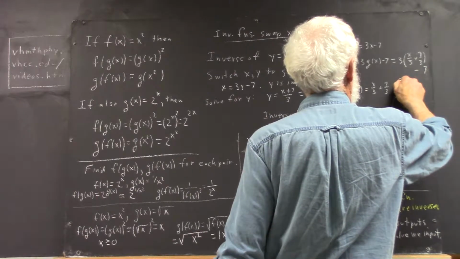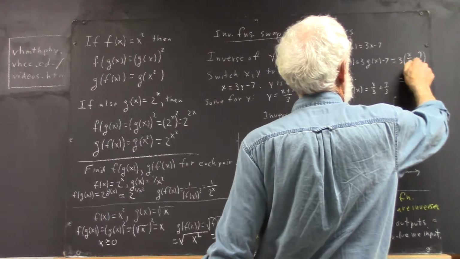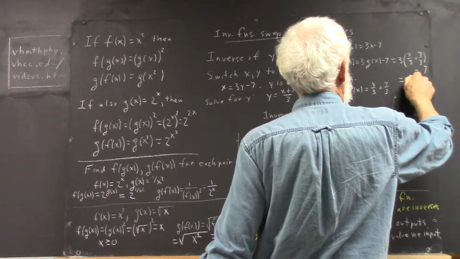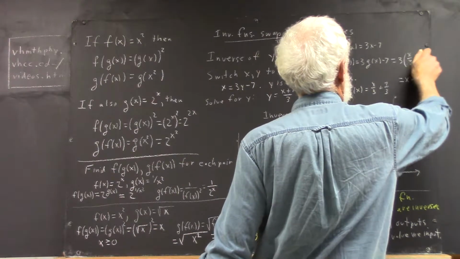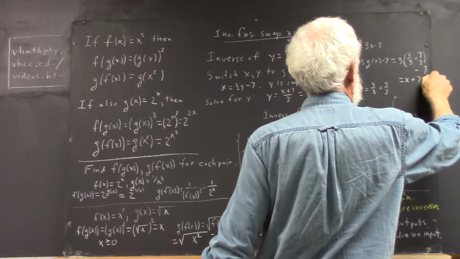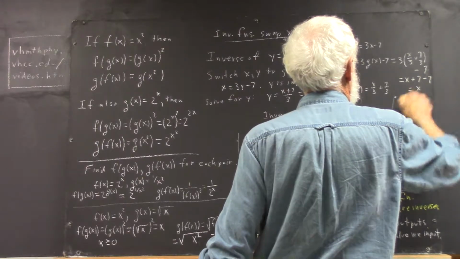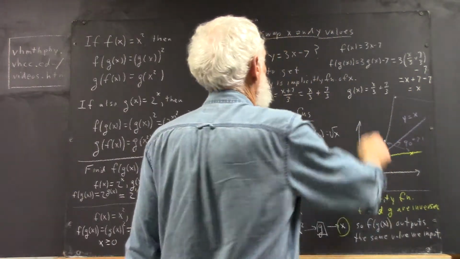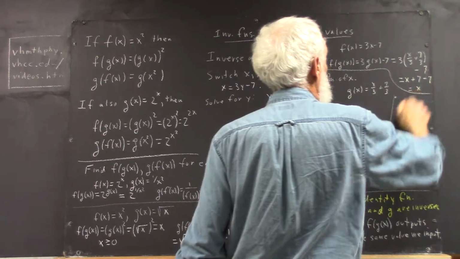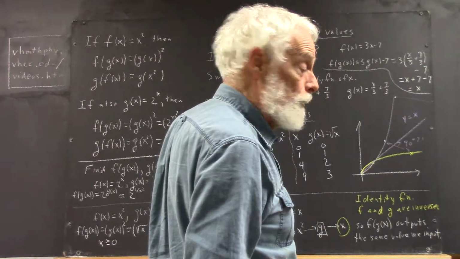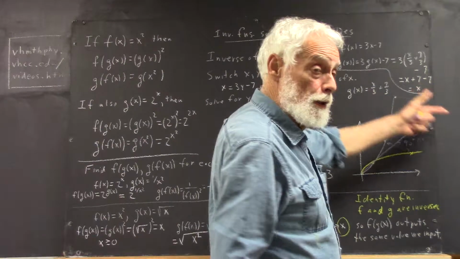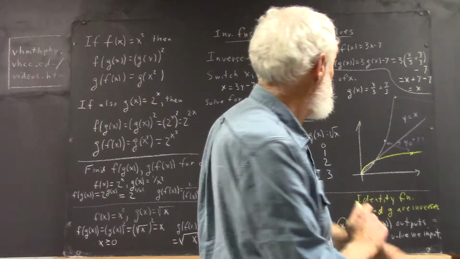And that's equal to what? Well, 3 times x over 3 is x, plus 3 times 7/3 is 7, minus 7, and that equals x. So f of g of x equals x. So that's a pretty good indication that we've got the inverse function.